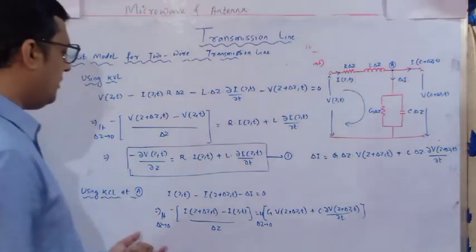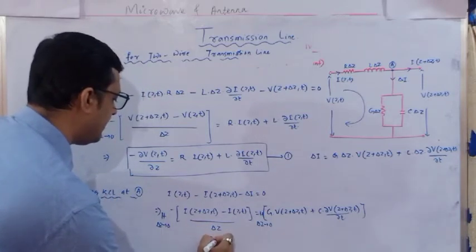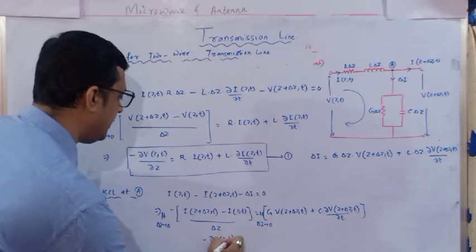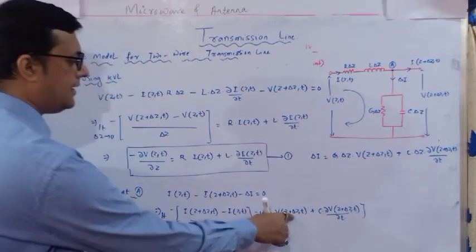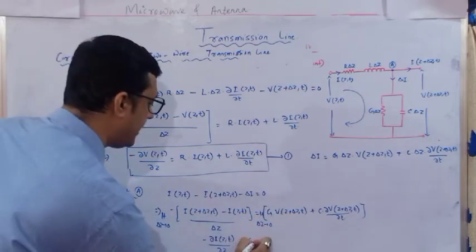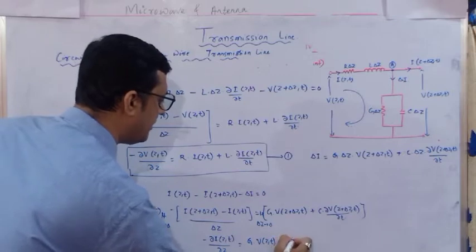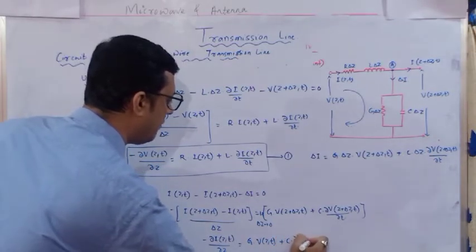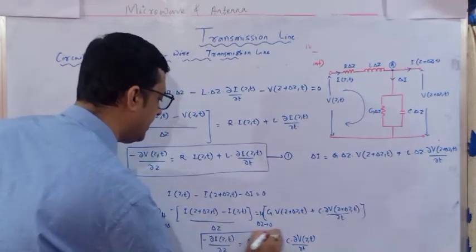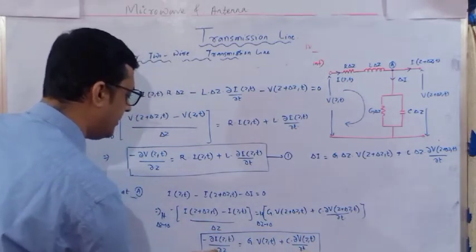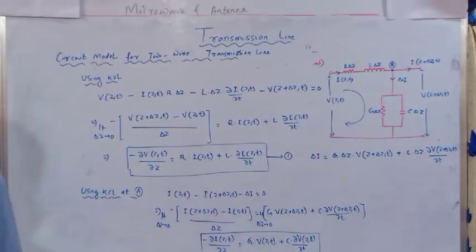So the equation we will get is minus del I of z comma t by del z. In this, del z is 0, so here I will write G into V of z comma t plus C into del V of z comma t by del t. So this is my equation for current in terms of potential.